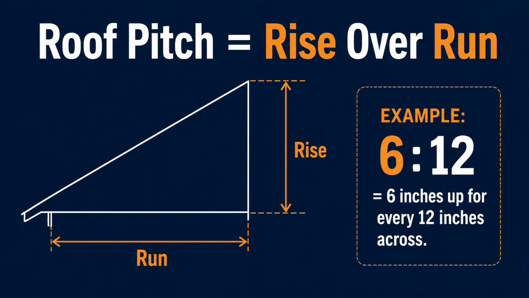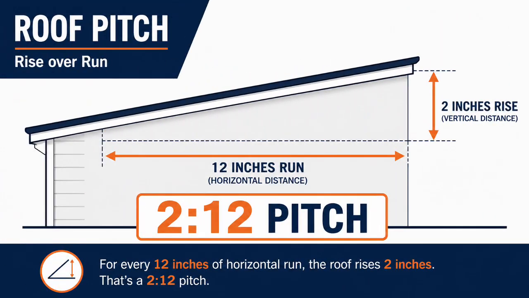A roof pitch is the amount of vertical rise compared to the horizontal run. So when someone says a roof is a 6 to 12 pitch, that means for every 12 inches the roof runs horizontally, it rises 6 inches vertically. A 4 to 12 pitch means it rises 4 inches for every 12 inches across, and a 2 to 12 pitch means it only rises 2 inches for every 12 inches across.